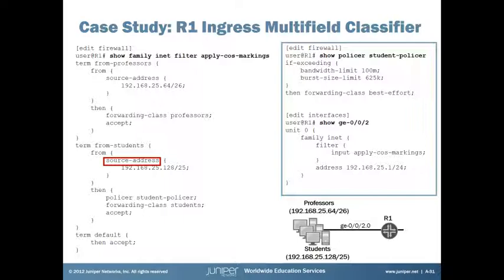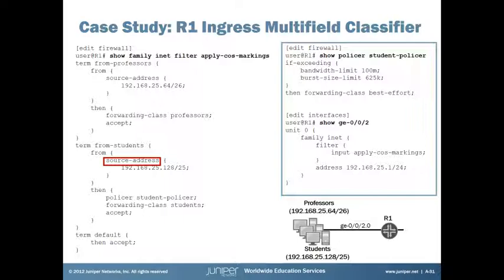And then we've got from students, and we've got the student subnet there. Then we're applying our policer to that, which is called student policer. And we're putting the traffic into the forwarding class student. Look at our policer there. We've got a bandwidth limit of 100 meg. We've got a burst size of 625K.